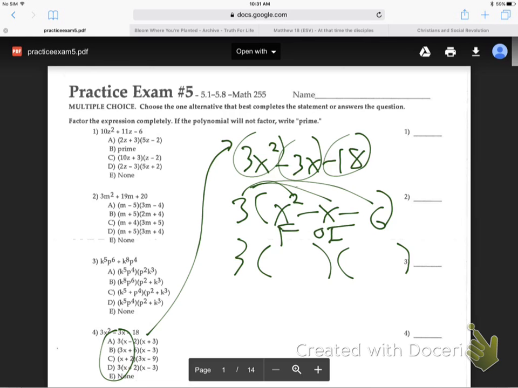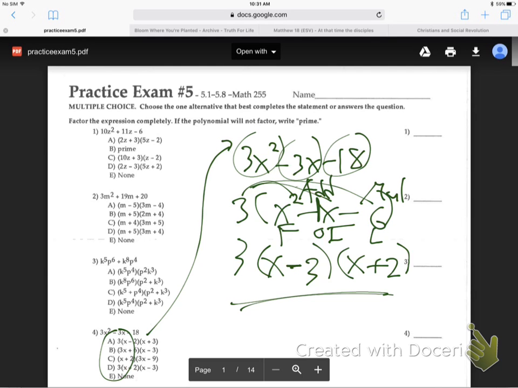Now we do FOIL, because we got 3 terms, front times front. Last times last to be 6. 3 and 2, 2 and 3. Sign in the middle is minus 1. Sign in the middle, always taken by the bigger. Minus 3 plus 2. It's minus 1 in the middle. It multiplies to be negative 6. Adds to be negative 1. There it is.